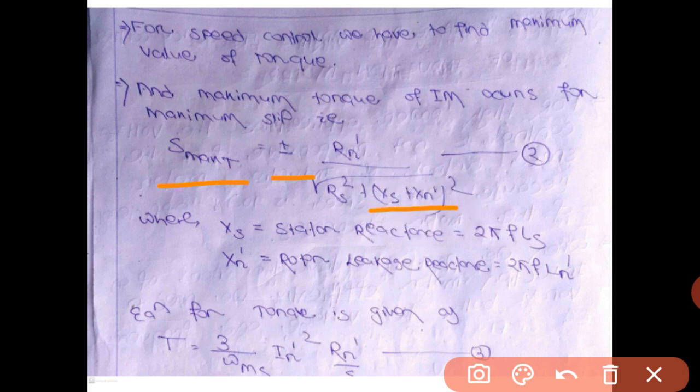Here this part is the reactance part. Xs is the stator reactance and Xr' is the rotor leakage reactance. Xs is equal to 2πf Ls, and Xr' is equal to 2πf Lr'. We know that the torque equation is given by T equal to 3 by ωms, Ir' squared into Rr' by s.